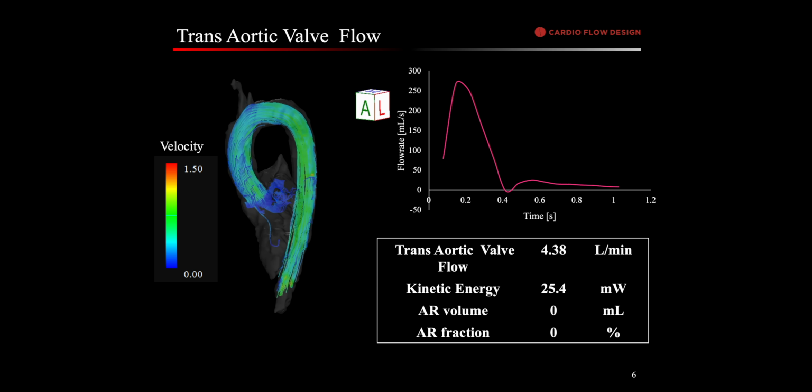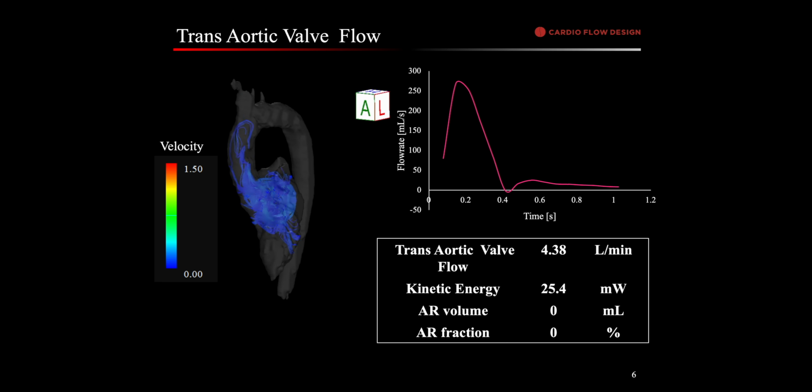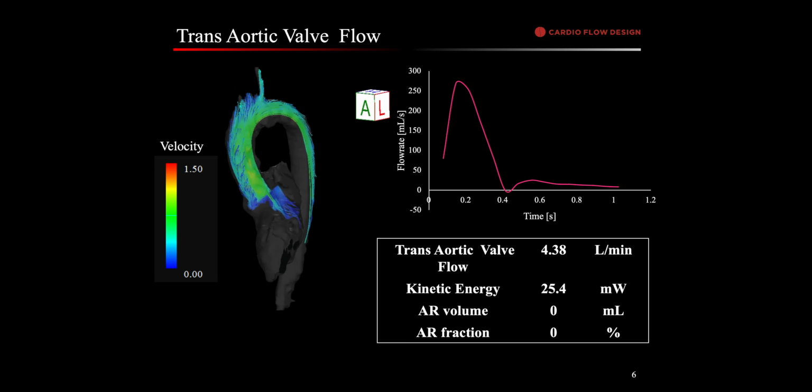Here, we analyze the flow through the aortic valve, measuring the rate and kinetic energy of the blood ejected from the left ventricle. This data is crucial for evaluating the function and health of the aortic valve, including any regurgitant flow, which would indicate energy loss.